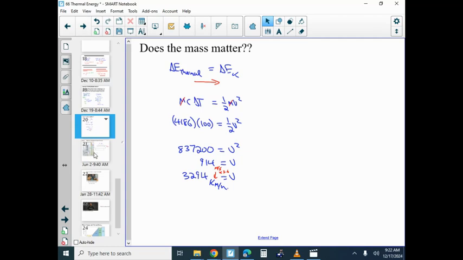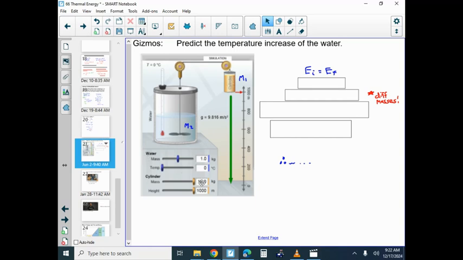All right. Another neat one here. Gizmos to the rescue again here. We've got a 10 kilogram mass. It's going to drop 1,000 meters, and that energy through the pulley and the whatever is going to turn a propeller in here.